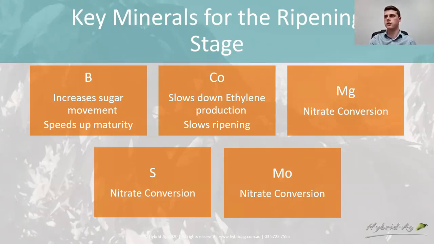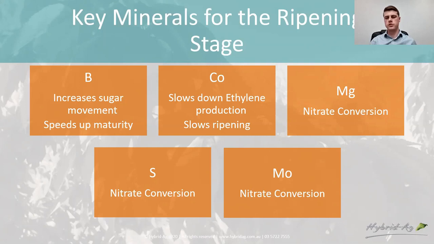So we've got boron, cobalt, which I've just discussed there more. They're just based on their effects that they have on the production, on the ripening. We need to ensure we have magnesium, sulfur, and molybdenum, all key parts of the nitrogen cycle in the plant.